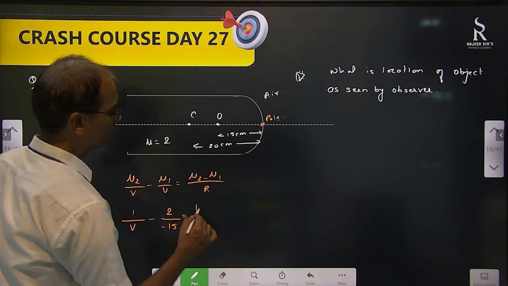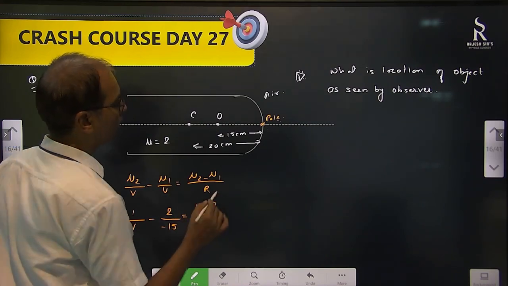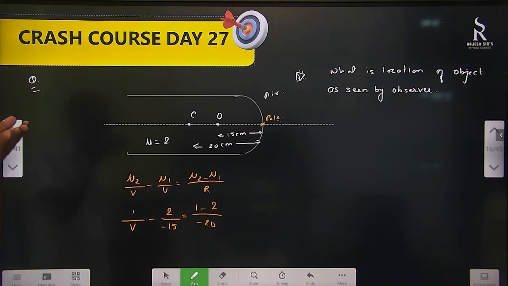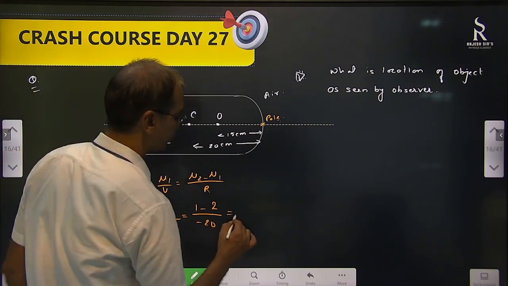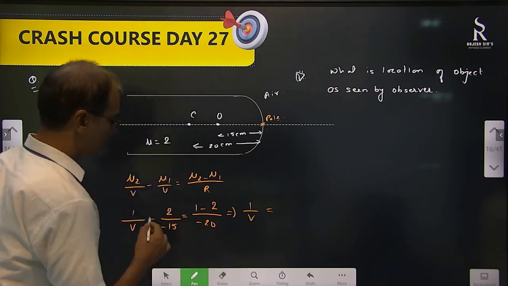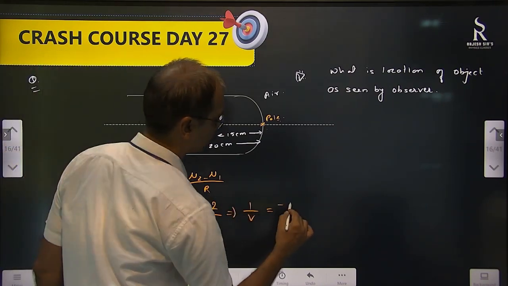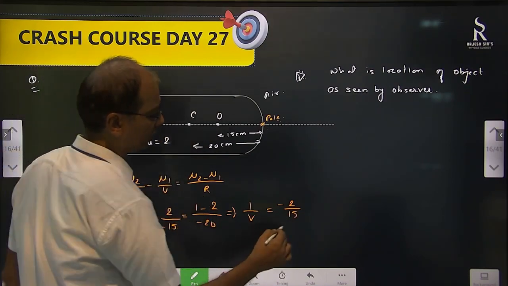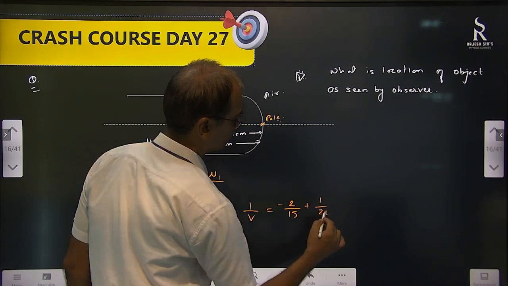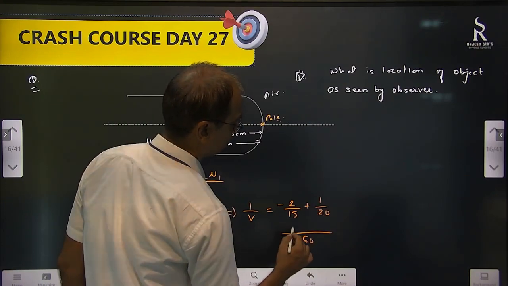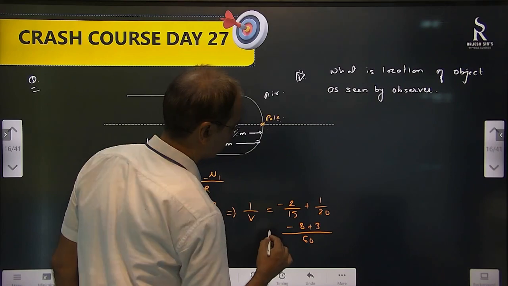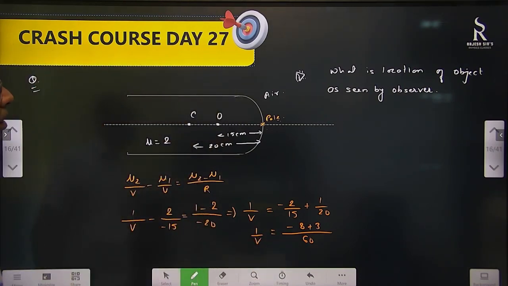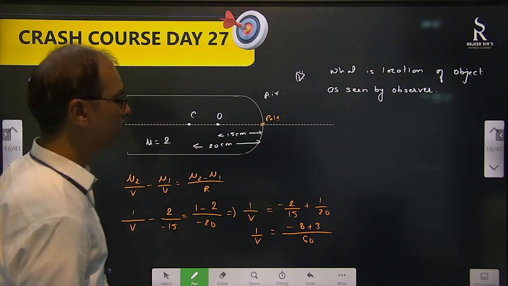Mu2, 1, mu1, 2, r. R again is on the left. So minus 2. Right. So what we are getting? 1 by v equal to, this is plus, so it will go here and become minus. Minus 2 by 15. Then this is minus 1 by minus 20, so plus 1 by 20. Okay, that's 60 here. Minus 8 plus 3 equal to 1 by v. Okay, so v is coming minus 60 by 5, that is minus 12.